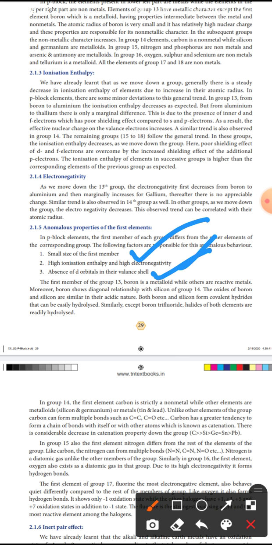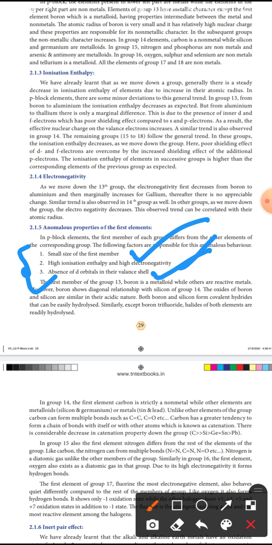What are the anomalous properties of the elements? That is 3 points: small size of the first member, high ionization enthalpy and high electronegativity, and absence of d orbitals in their valence shell. The first member of group 13, boron, is a metalloid, while the others are reactive metals. So in the 13th group, the first element is a metalloid, and the others are reactive metals.